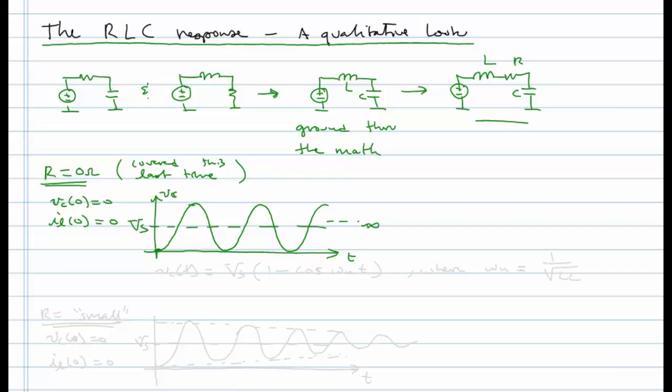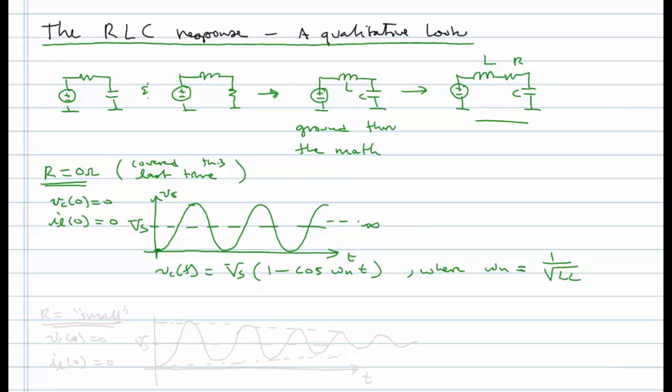It had the form Vc of t is equal to Vs times 1 minus cosine omega n t, where omega n we'd found as being 1 over the square root of LC. So the oscillation frequency is dependent only on the values of L and C.